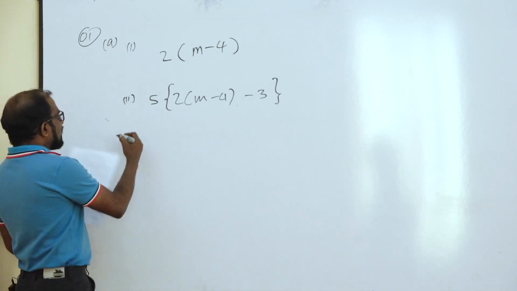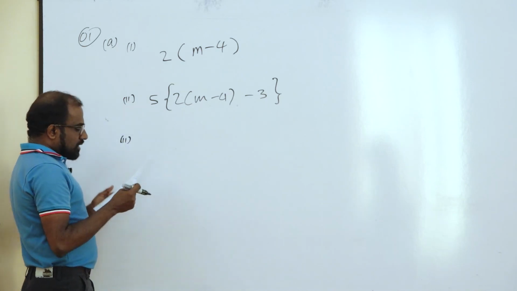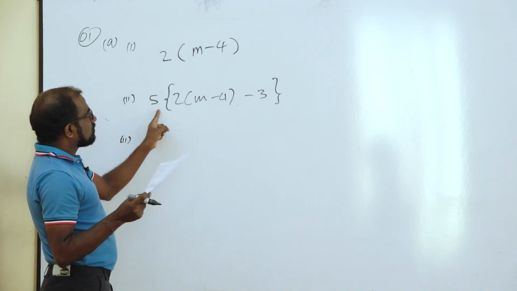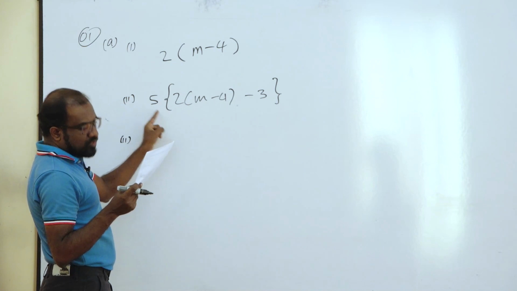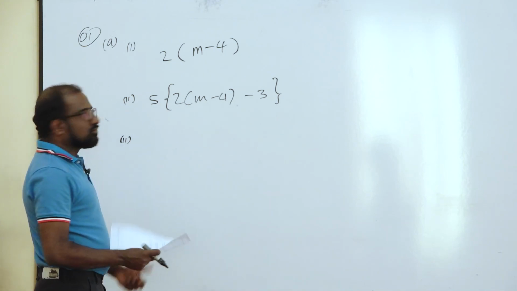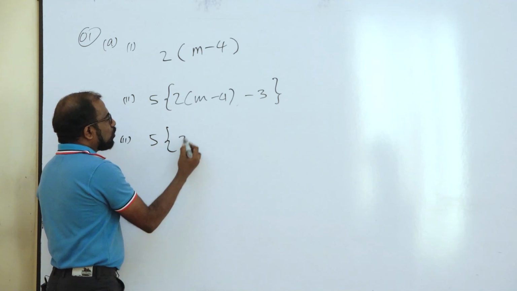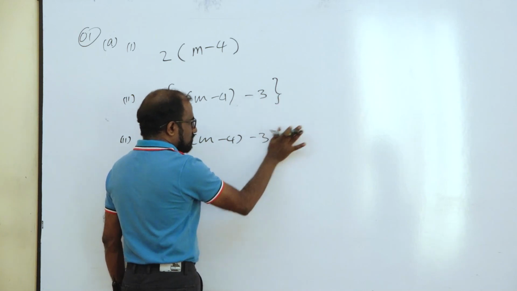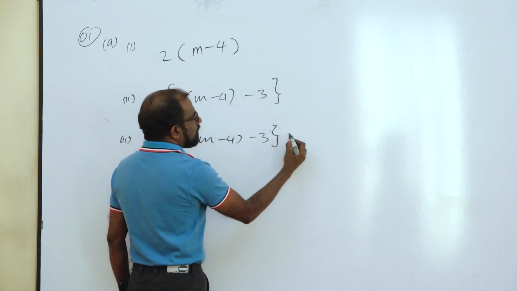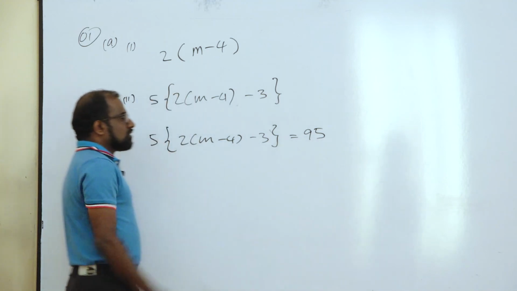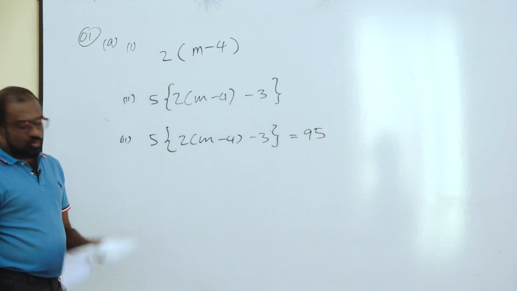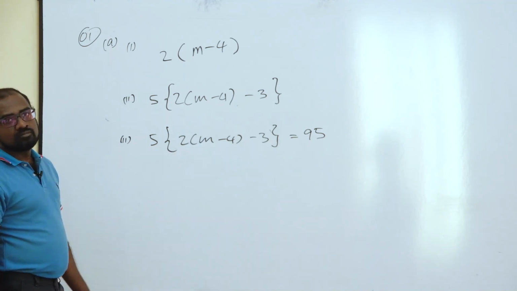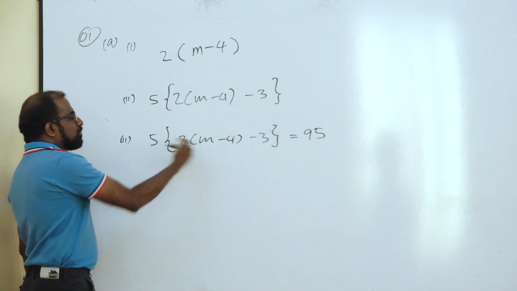Now the third one, build up a simple equation. The expression obtained from 2, when the expression is equal to 95. So my expression 5 into 2 times m minus 4 minus 3, close the curly bracket, make it equal to 95. So you have a simple equation now. Fourth step, solve the equation and obtain the value of m. Now you have to solve this equation and obtain the value of m.